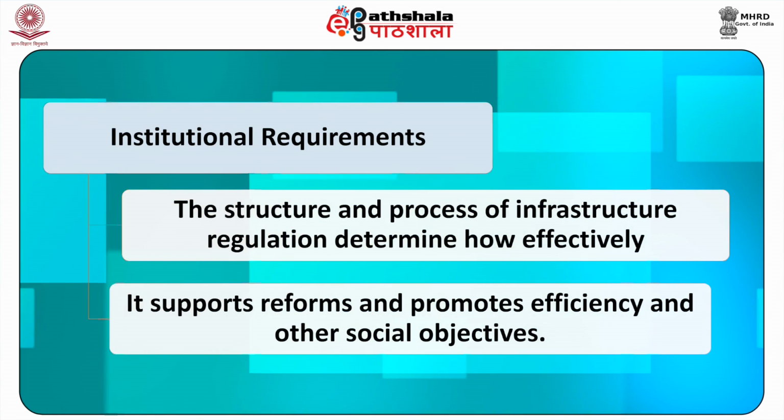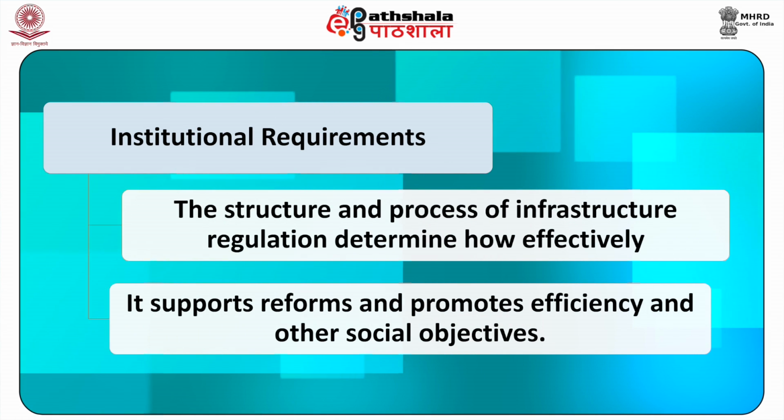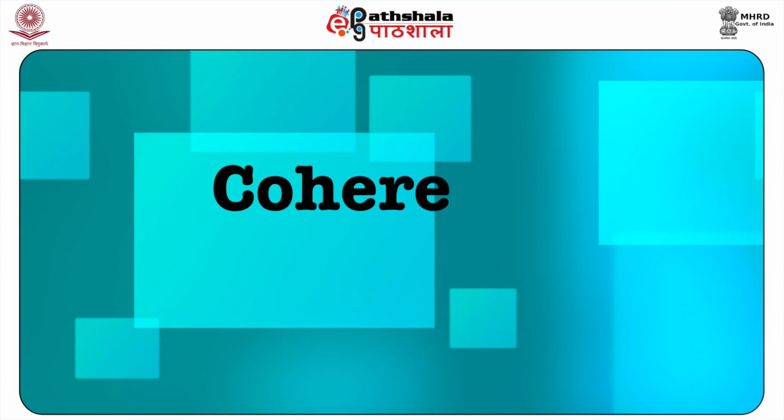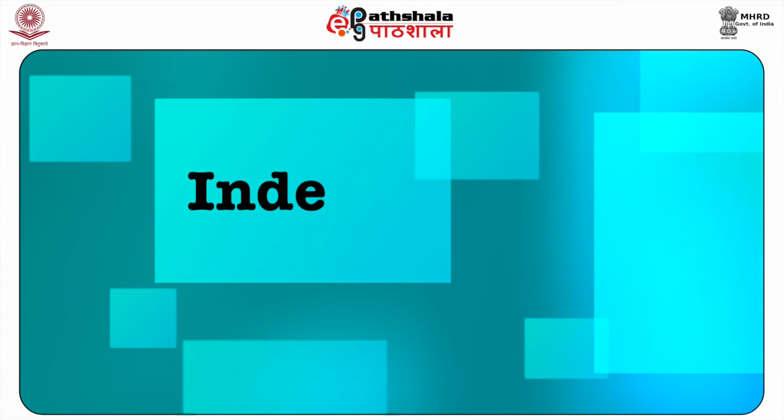The structure and process of infrastructure regulation determine how effectively it supports reforms and promotes efficiency and other social objectives. So we need coherence. What is it? Regulations for each infrastructure sector should be complementary and mutually supportive. The laws guiding regulations must be in agreement and regulations must be consistent over time. Regulatory coherence requires that national regulators, ministries and provincial and municipal regulators have clearly defined responsibilities, ensuring that the same agency always makes decisions involving specific aspects of regulations. It is not that today one agency is doing it and tomorrow another agency is making laws on this or regulating the same aspects. We also need independence.